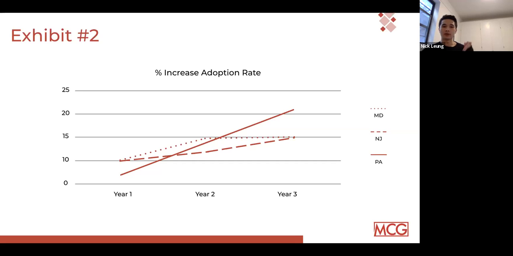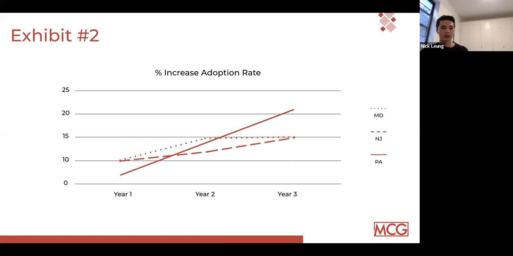So there was really good support, really good reasoning. The only thing I would say is I think there's a misunderstanding about this exhibit. These are projections. So if auto drivers were to occupy one of these states, what would the percent adoption rate look like?